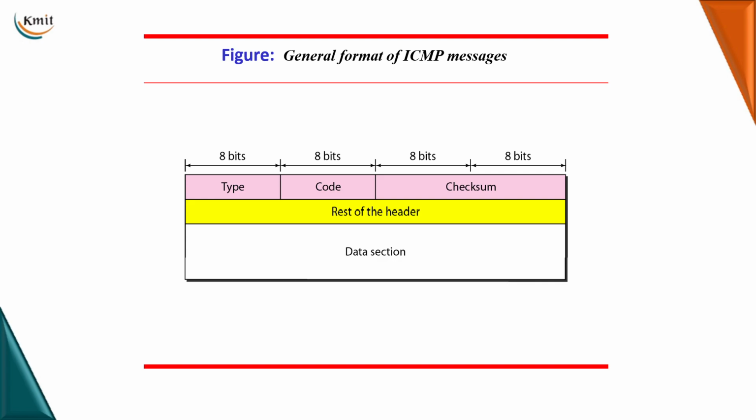Let us see the general format of the ICMP messages. Now, how does this ICMP protocol act as a companion to the IP protocol? It has a set of messages which will help us to overcome the deficiencies of the IP protocol. So let us see the format of these ICMP messages first. You can see we have the 8-bit type field here, which specifies the type of ICMP message, then the code of the ICMP message, the checksum value of the header, and the rest of the header and the data section.